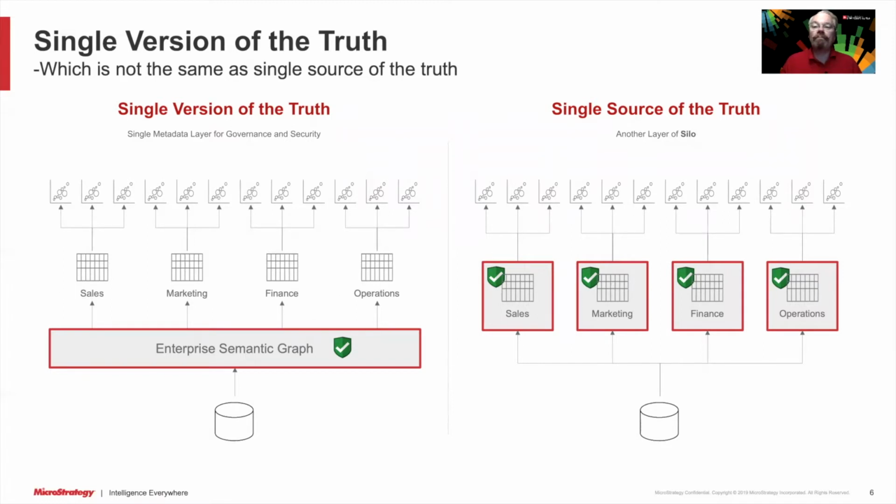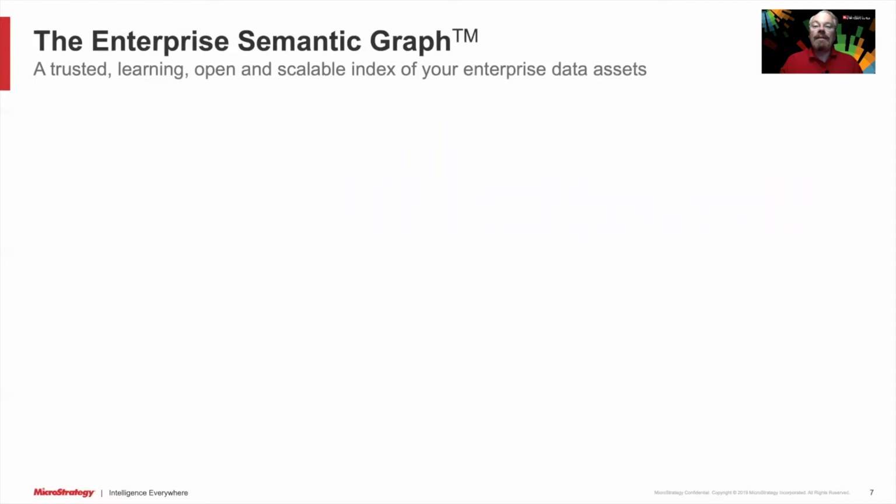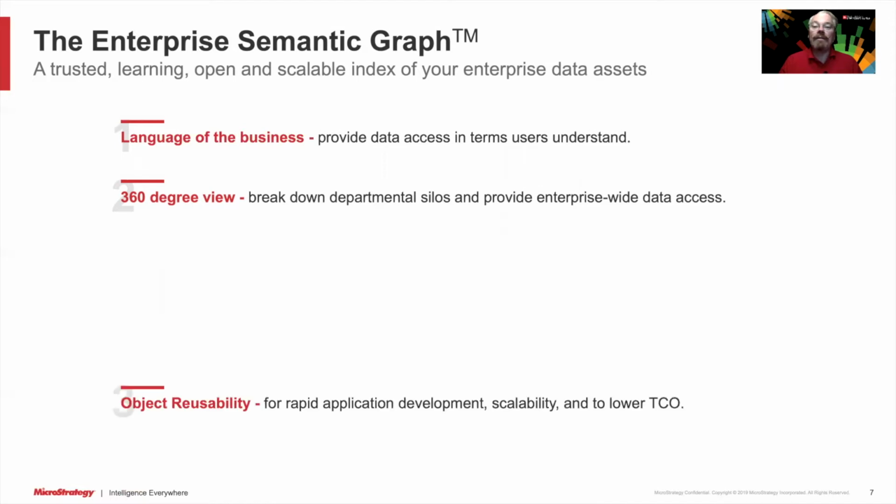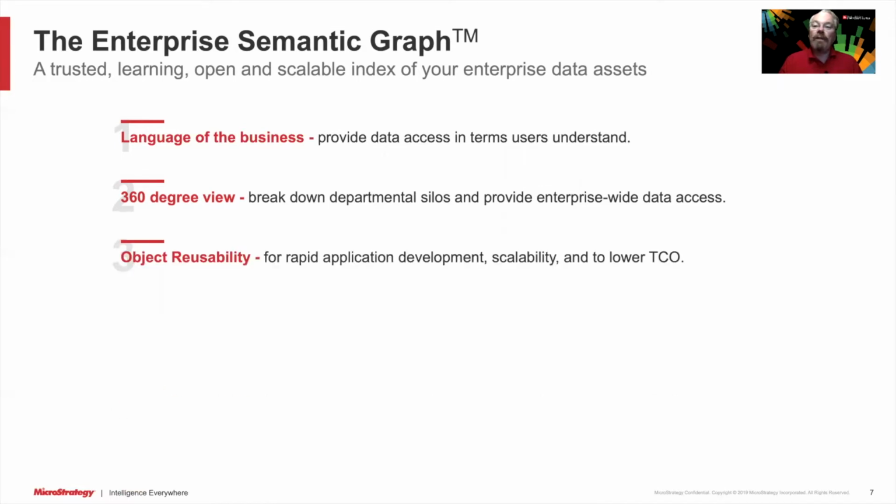What's our solution? Our answer is the enterprise semantic graph. This is the language of the business, enshrined in logic, business terms that users understand. The semantic graph gives you a 360-degree view of the business. You can break down departmental silos and provide enterprise-wide data access. It involves object reusability for efficient development of content. So if everybody uses the same KPIs, we define those KPIs once.